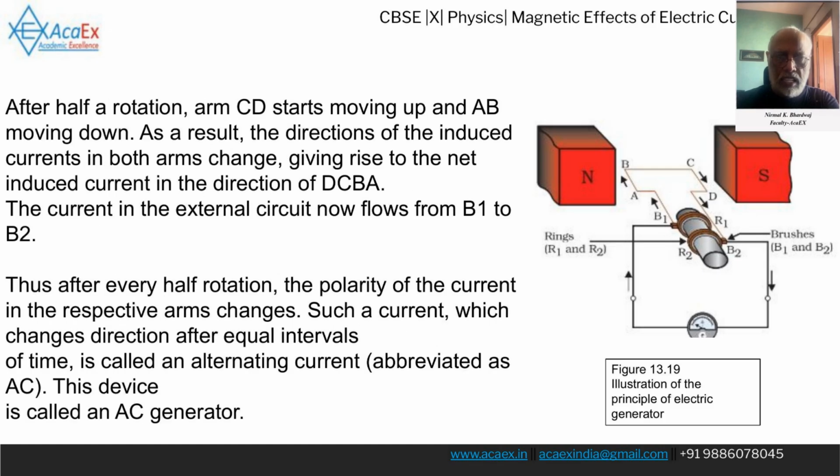Alternating current, AC. After half a rotation, the direction of motion of the arms reverses. Arm CD moves up and arm AB moves down. This reverses the direction of the induced current in the coil, which now flows in the direction DCBA. In the external circuit, the current now flows from B1 to B2. This type of current, which changes direction after equal intervals of time, is called alternating current, AC. A device that produces this is called an AC generator.